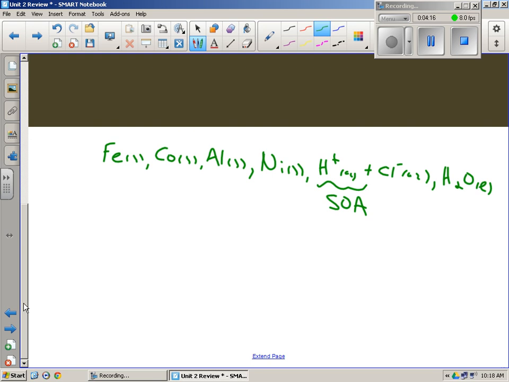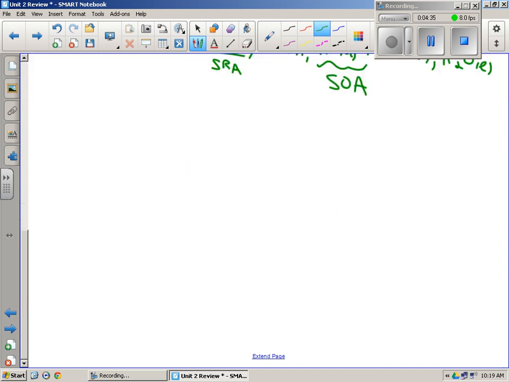You start in the bottom right and start working your way up. What's the most likely one here to lose electrons? And that would, of course, be aluminum here. That would be your SRA. In other words, that's the most likely one to lose electrons, be oxidized, or in this case, be your strongest reducing agent. So it's basically those 2 things there.